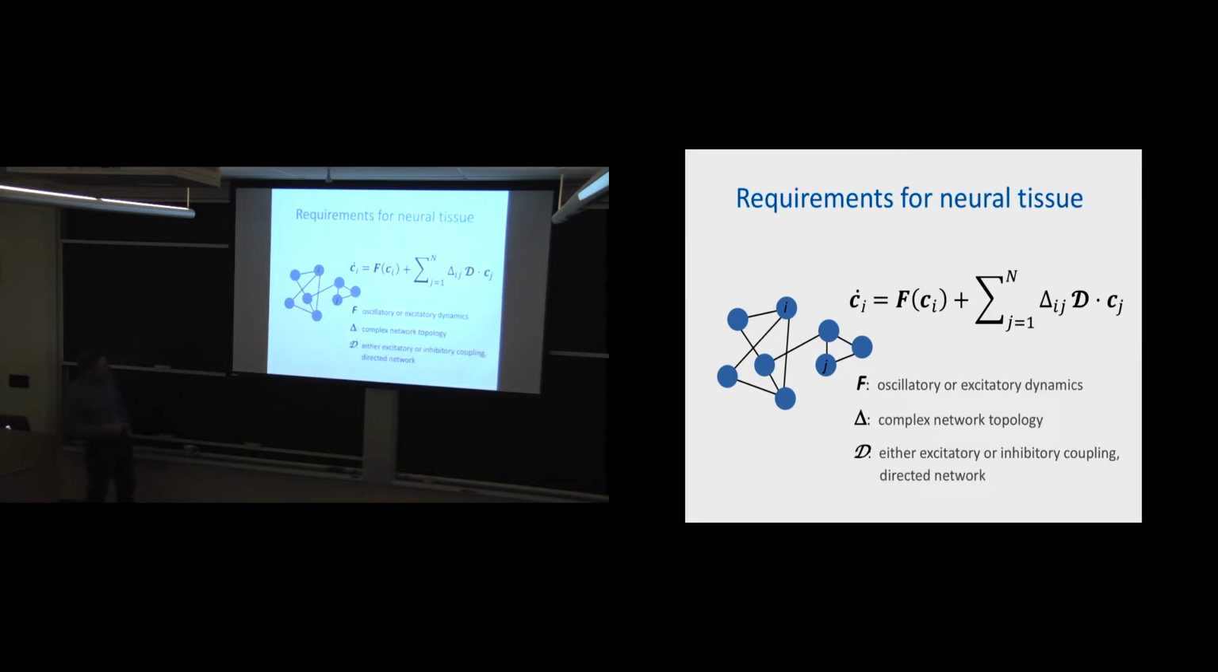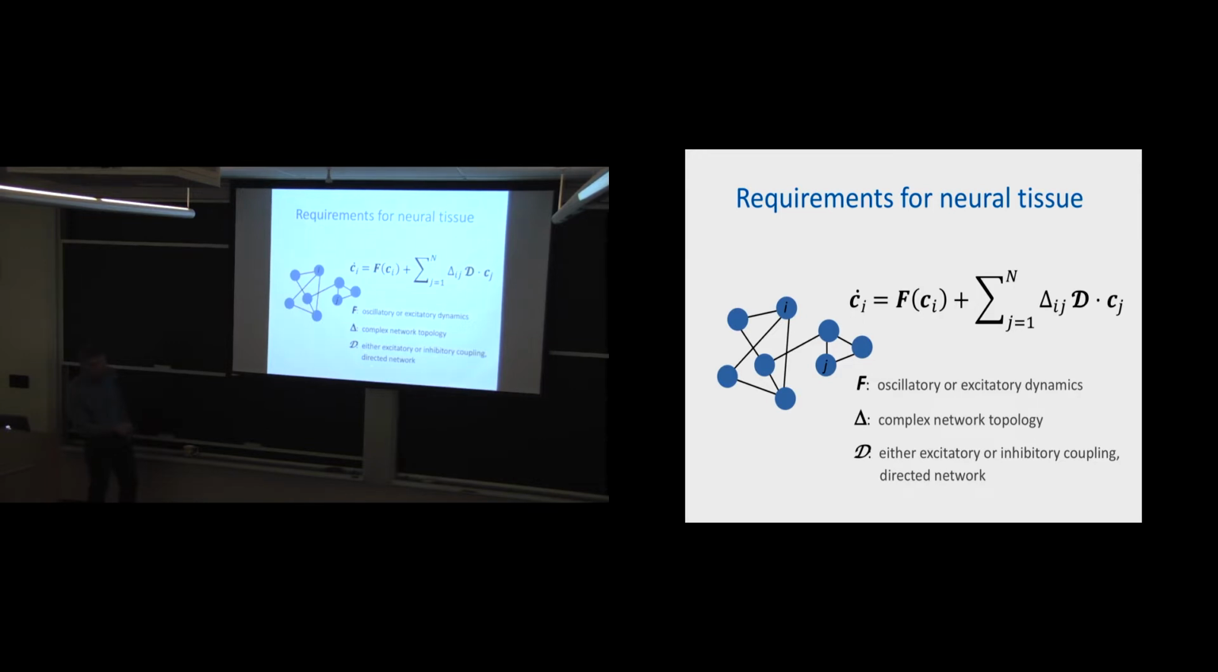Okay, so in order to get the properties of a neural tissue, the organized spatial temporal patterns, we need to have either oscillatory or excitatory dynamics. The F, the nonlinear chemical equations, have to be complex enough or rich enough to have either oscillatory or excitatory dynamics. We need a complex enough network topology. If you just have two oscillators, that's not enough. And then we need a coupling matrix that can be either excitatory or inhibitory.